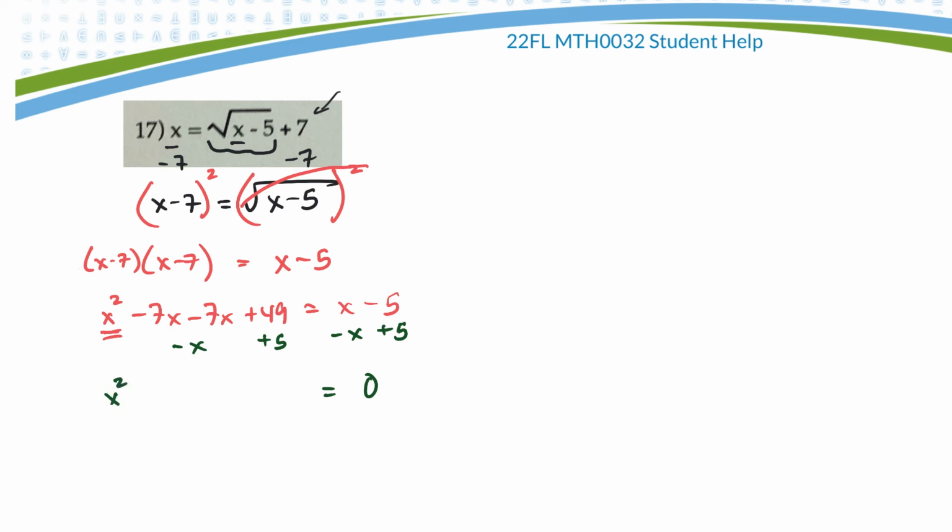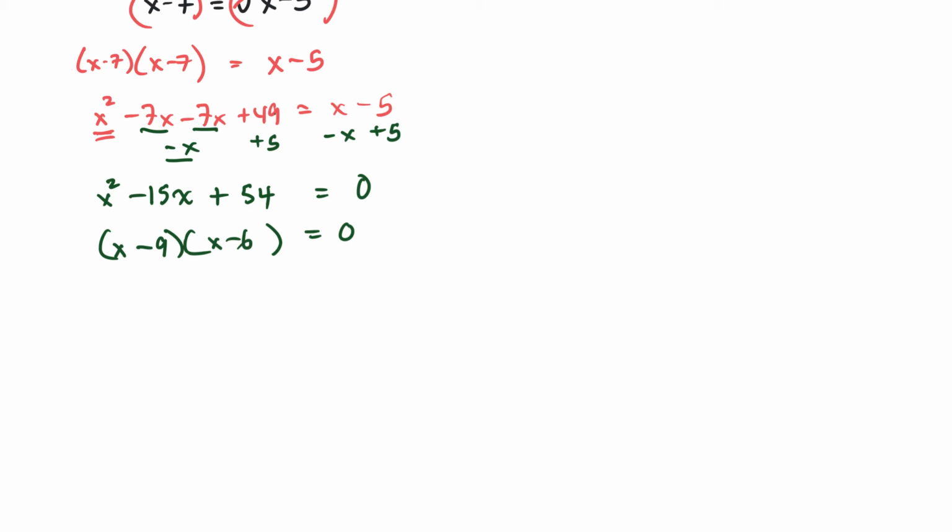So I have x squared, minus 7 is minus 14, minus another one is minus 15x. And then 49 plus 5 is 54. So now I'm looking for two numbers that multiply to get 54 and add to get 15. I think that's 9 and 6. So I'll have x minus 9, x minus 6. Okay, whoops. So now I'll use the zero property. x minus 9 has to be 0, or x minus 6 is 0. Add 9 to both sides, add 6 to both sides. I get an answer of 9 and 6.